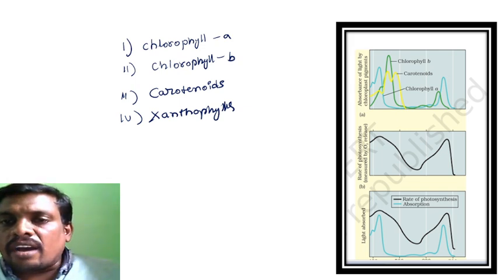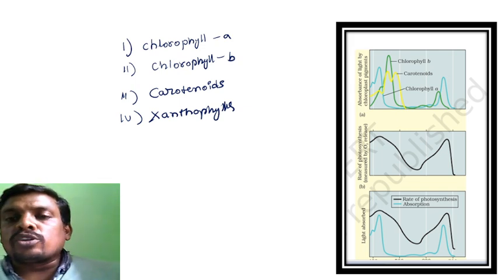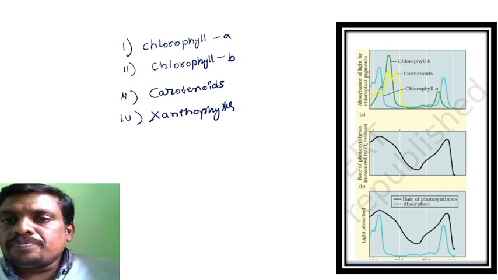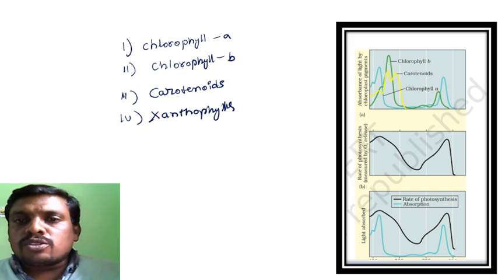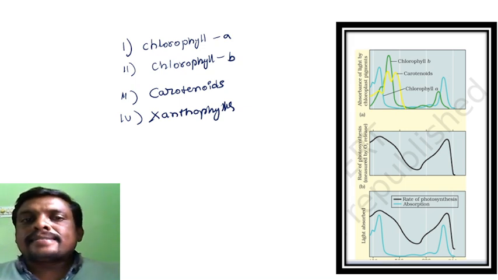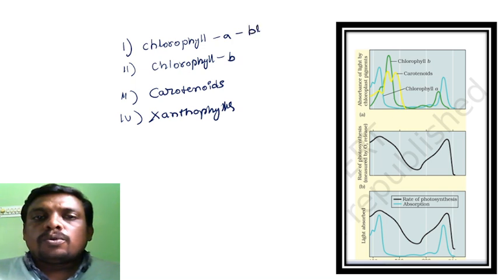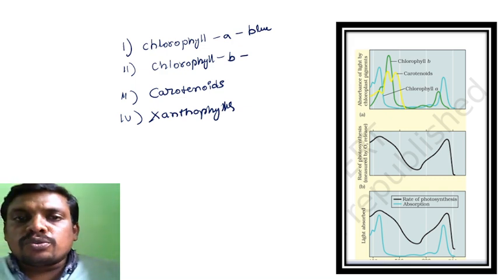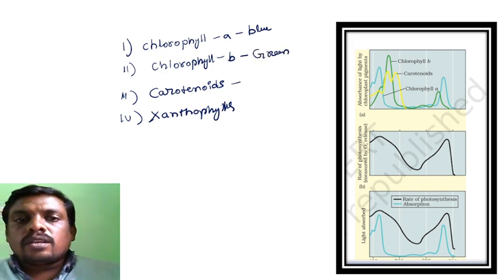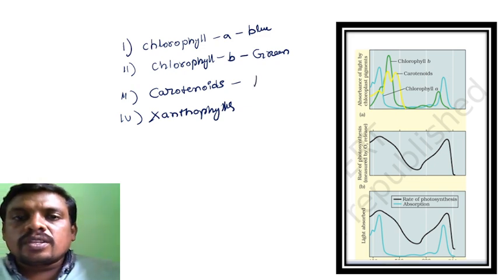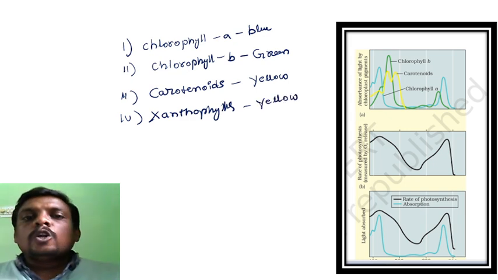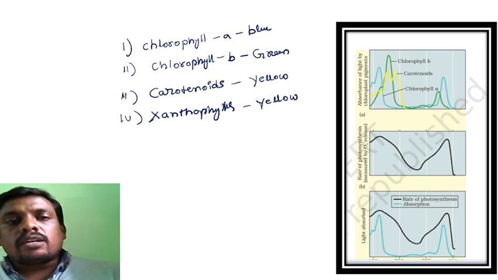Chlorophyll A, if you see on the chromatogram, the chromatographic paper in the paper chromatography technique, if you carefully see, shows blue color spectral lines. Chlorophyll B, if you carefully observe, shows a green color line. Carotenoids show yellow color. In fact, xanthophylls also exhibit yellow color on the chromatographic paper.